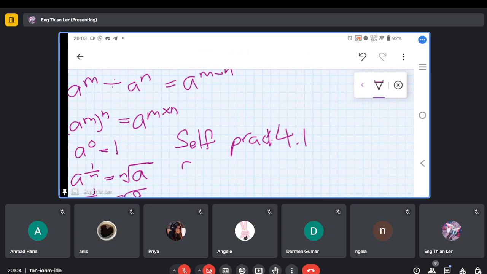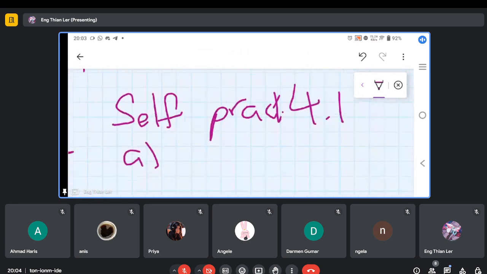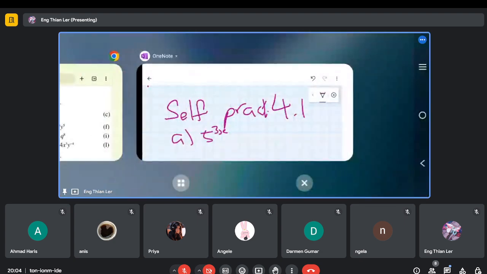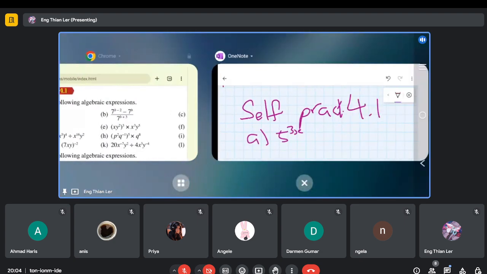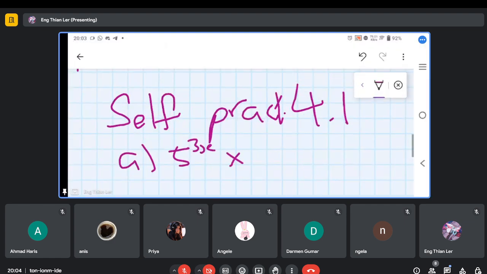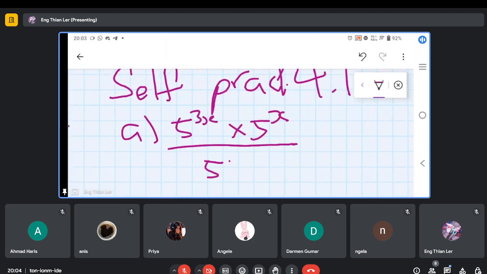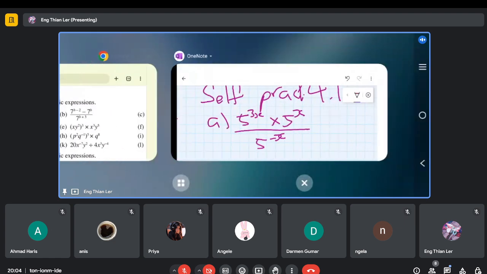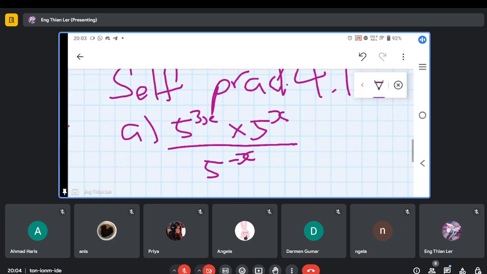4.1, it is a, and the question is: find 5 to the power of 3x multiplied by 5 to the power of x, divided by 5 to the power of negative x. Let me double check. Okay, this is correct. So let's simplify this.